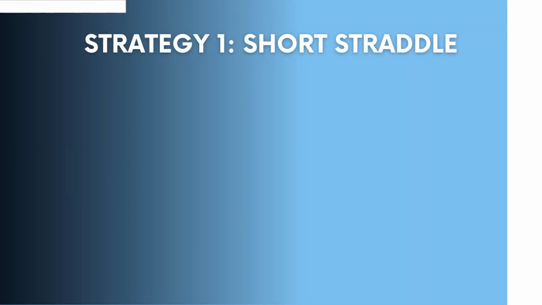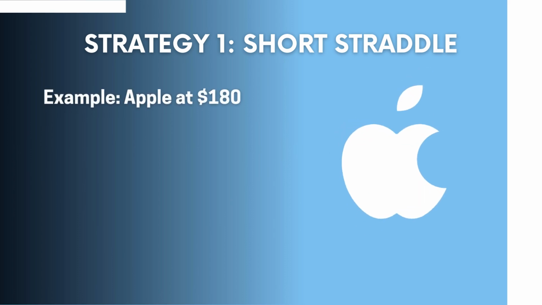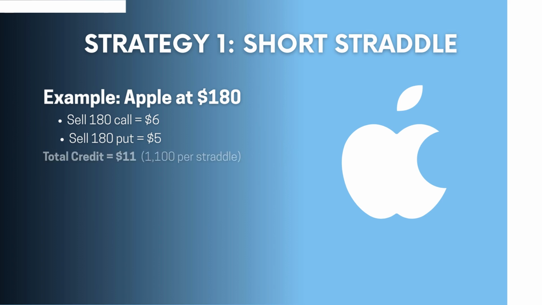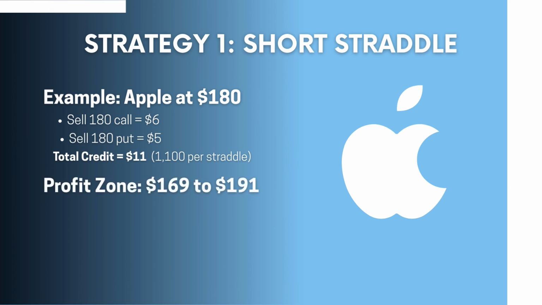Strategy 1. Short straddle. Sell a call and a put at the same strike. You profit if the stock stays put. Example, Apple at $180. Sell 180 call equals $6. Sell 180 put equals $5. Total credit is $11, $1,100 collected. Profit zone, $169 to $191. Unlimited risk if Apple makes a big move.